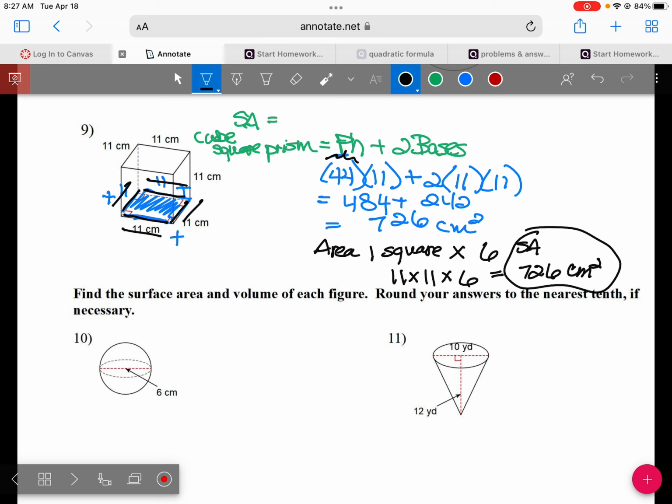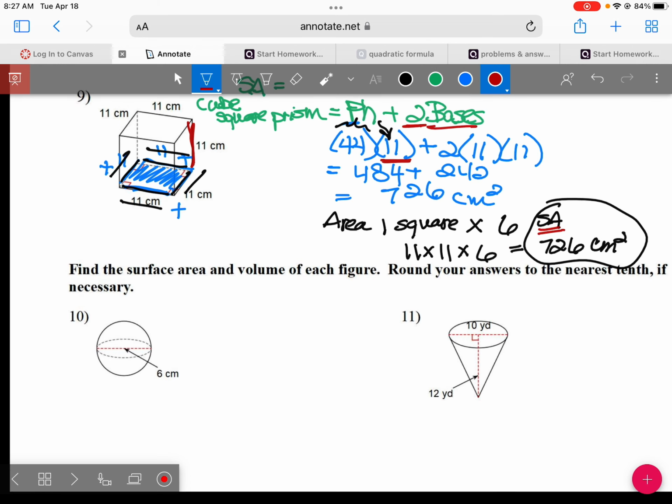Yes? Where's the second what? I'm sorry? That is the height of the cube. Okay, the 2 is because we have to add the 2 bases. That's part of the formula. These are all good questions. Now, that again is surface area.